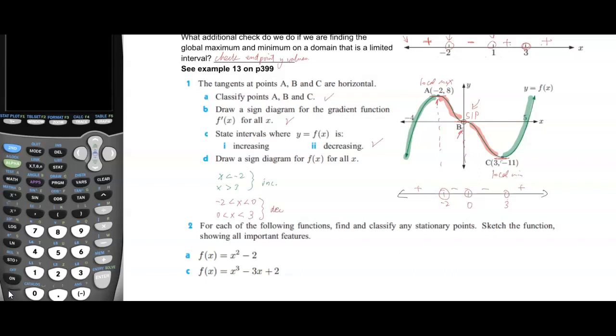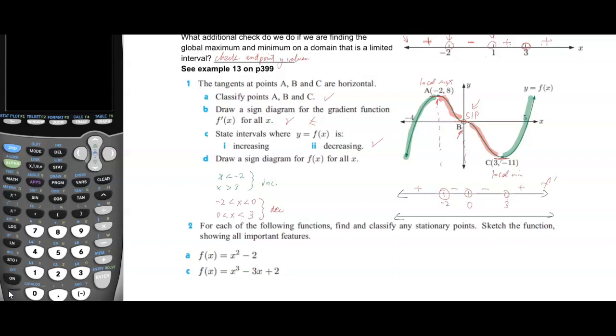Draw a sign diagram for f of x for all x. Oh, so now it says to draw a sign diagram for function f, and we have drawn one for f dash, which we did for part B, right? So what is the difference between drawing a sign diagram for f and for f dash?